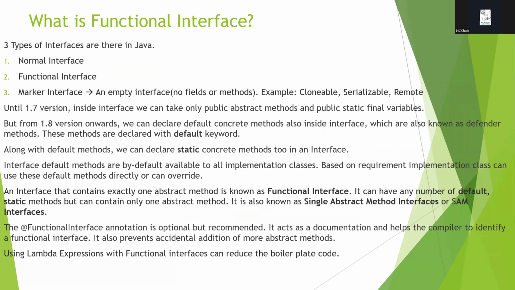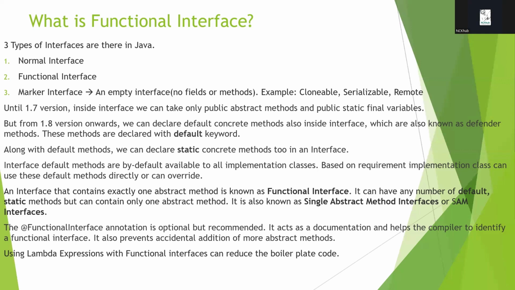First, let us discuss normal interface. Until Java 1.7 version, inside an interface, we can have only public abstract methods and public static final variables. It means that if we try to add any other methods which are not public abstract, we will be seeing a compilation error. Similarly, if you try to declare any variables which are not public static final, you will see a compilation error.